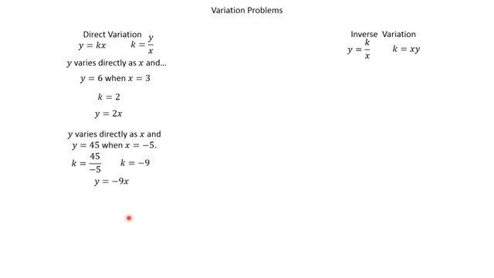y equals negative 9x. You may be graphing these. That's fine. It's just a line. Slope 2 goes through 0, 0. Slope negative 9 goes through 0, 0.